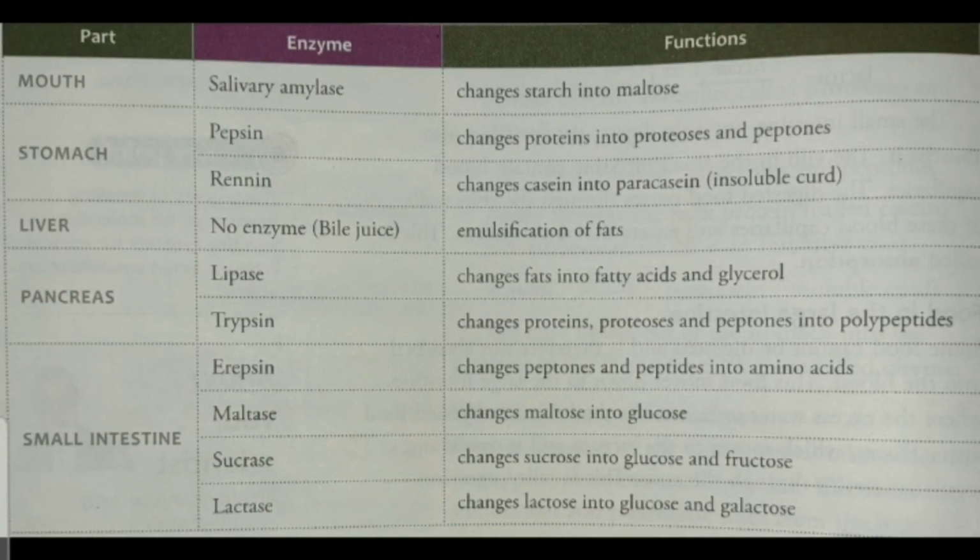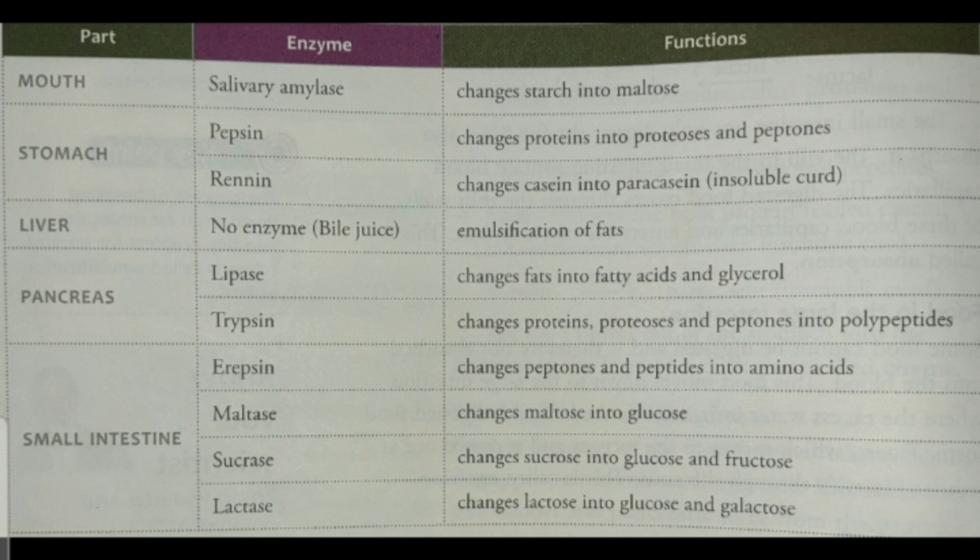This is the summarization of the various kinds of enzymes present in our body, along with the parts from where they are secreted and their functions. All are together. Till the previous video, we discussed everything about digestion, absorption, and assimilation. And here it is only the summary of the functions of the various digestive enzymes.